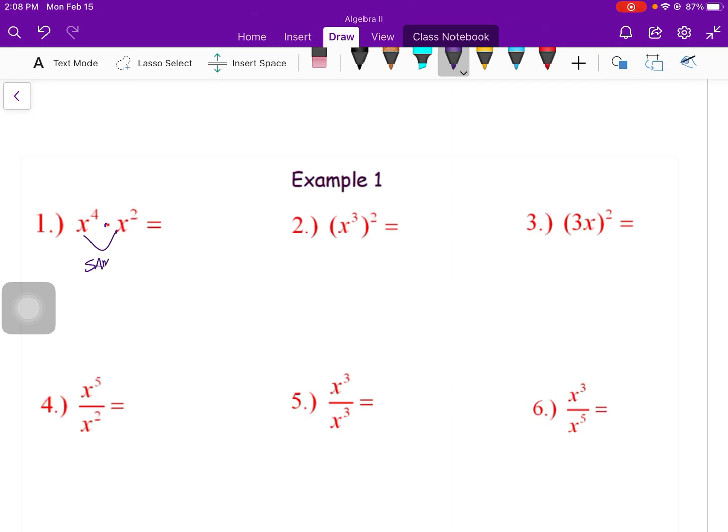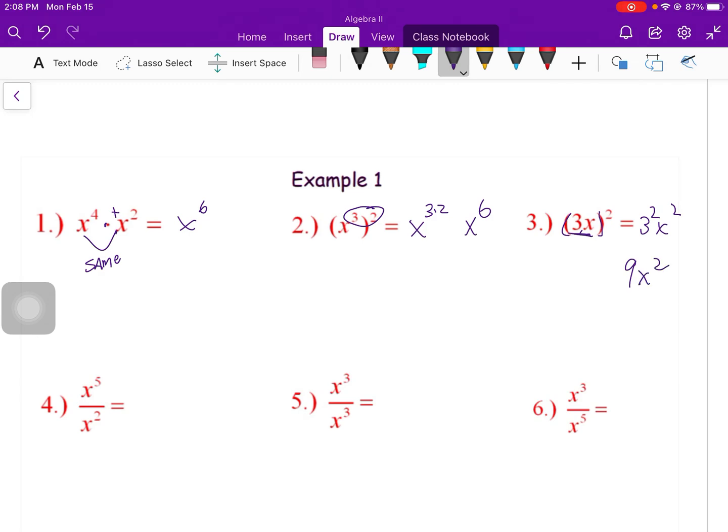These are the same base, so I'm going to add those up and get x to the 6th. Okay, power of a power, so I'm going to take x to the 3 times 2, so x to the 6 that way. Okay, 3x, both of them are in the parentheses, so I'm going to square both of them, so 3 squared and x squared, so 9x to the second.